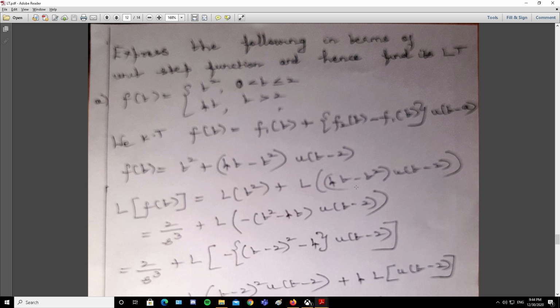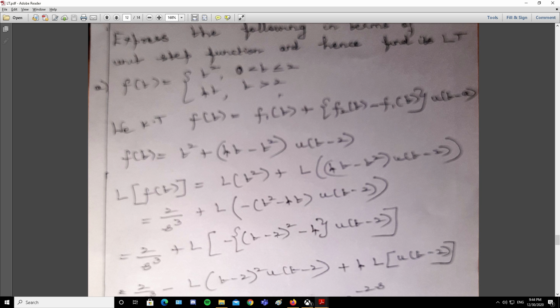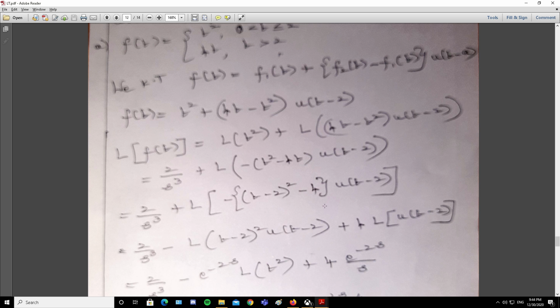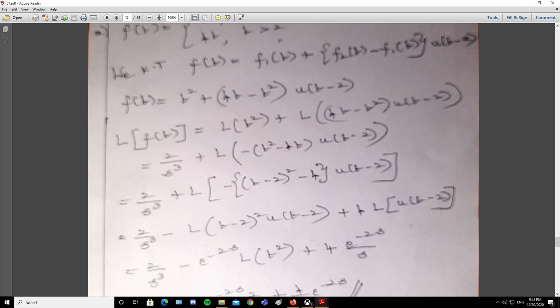First minus is taken out, so minus of t square minus 4t. In the next step, we are expressing it as a function in t minus 2. So t square minus 4t means t minus 2 whole square, and you are adding and subtracting 4. So that's what you have here. Then 2 by s cube minus, you take it out, Laplace of t minus 2 whole square u of t minus 2 plus minus of minus plus 4 times Laplace of u of t minus 2.